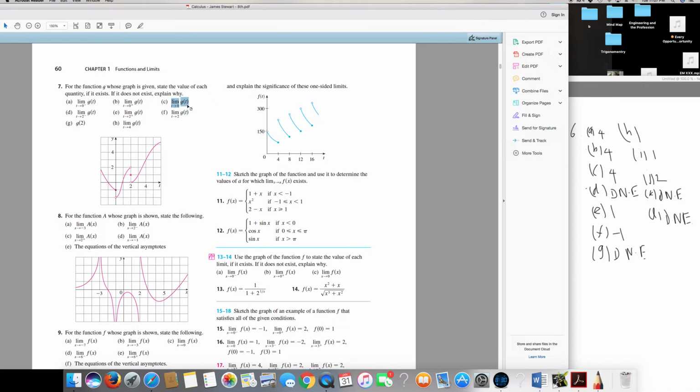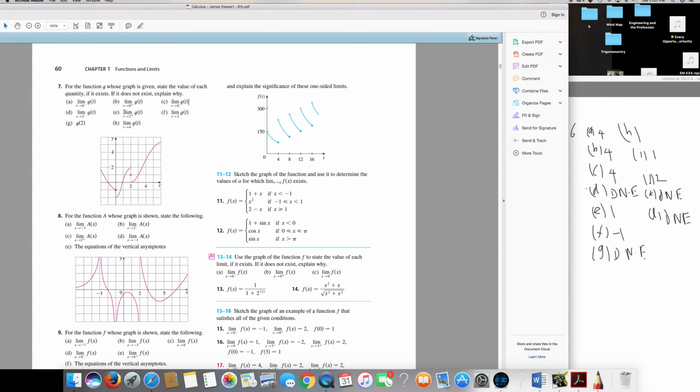And the C, then the limit as t approaches 0. When it approaches 0 from the left hand side, it has a different value. From the right hand side, it has a different value. It means it does not exist. And the D, limit of g of t as t approaches 2 from the left hand side. So when t approaches 2 from the left hand side, what is the y value? The y value is 2. So 2 is the answer for that question.